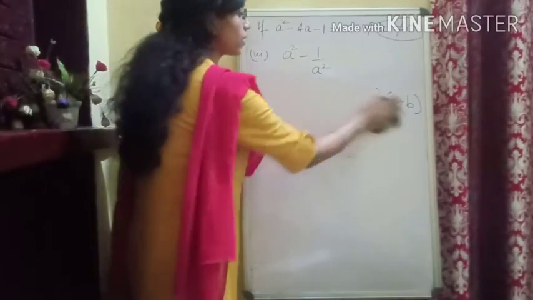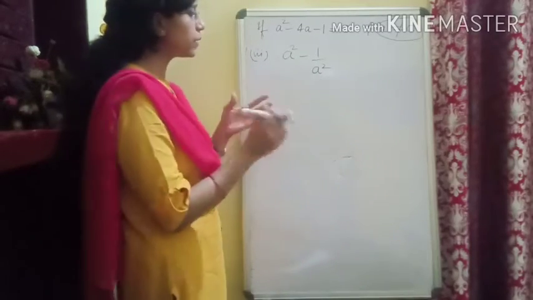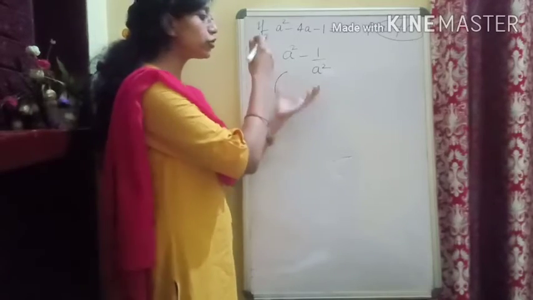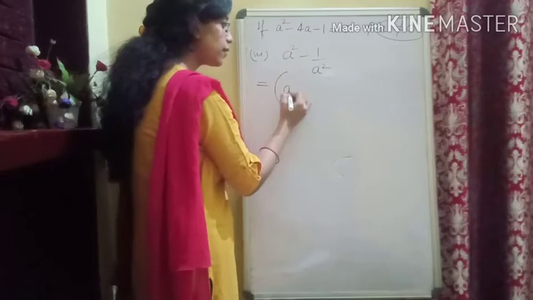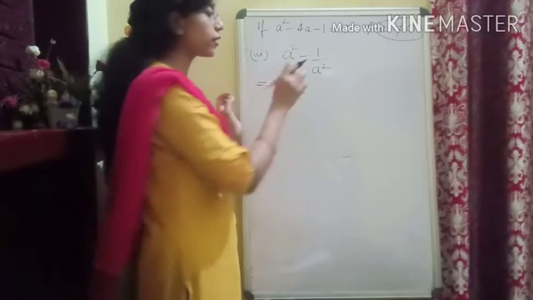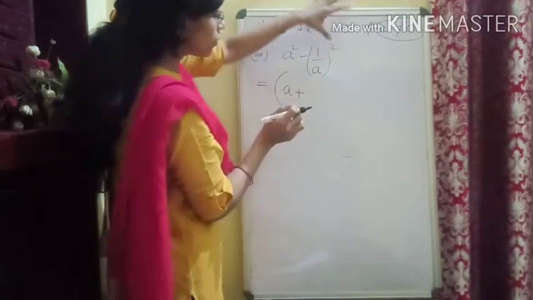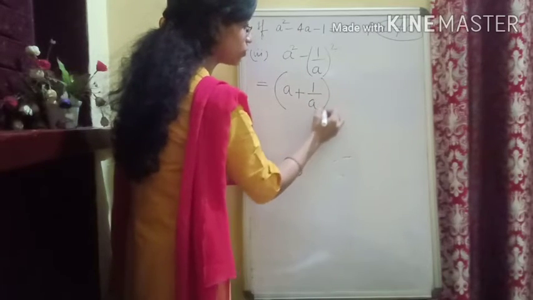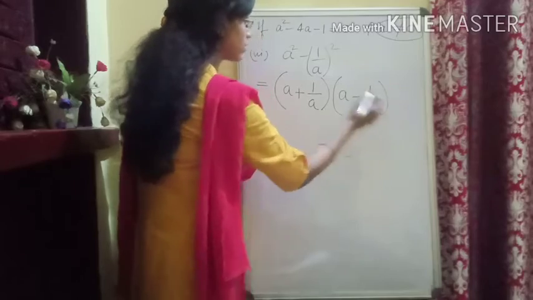Since we have compared what is at the place of a and b, we simply apply the identity. According to the identity, there should be one bracket in which we write a plus b. What is our a? a. Plus what is our b? It is 1 upon a, not the square. It is this term only, 1 upon a. Okay, and next a minus b. What is at the place of b? That is this.